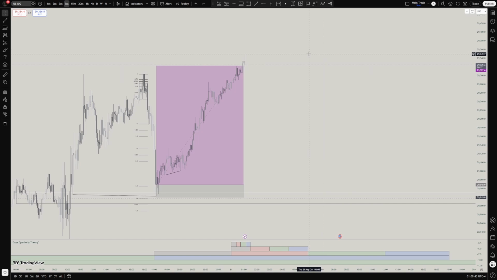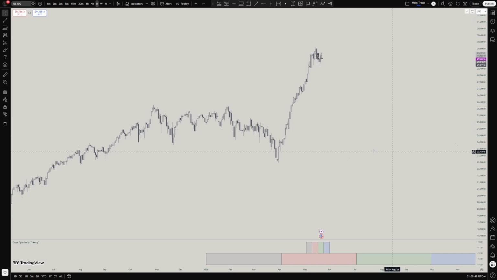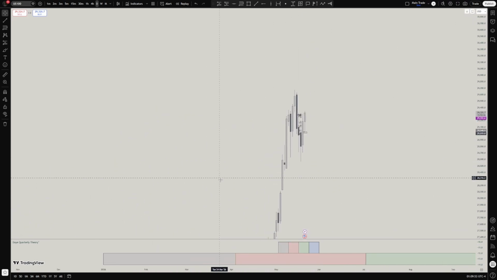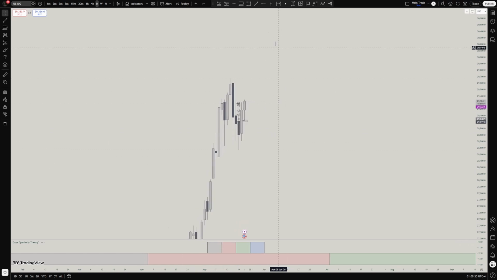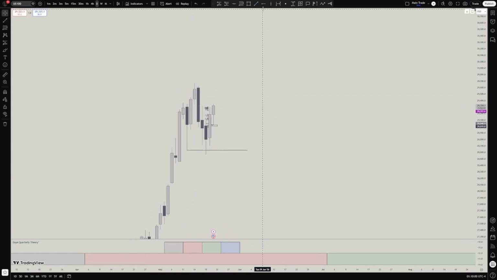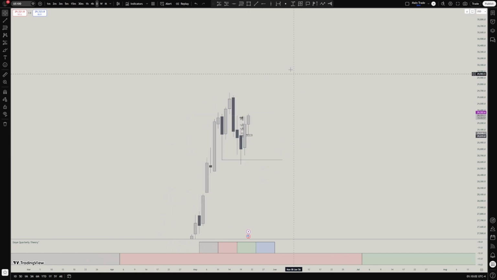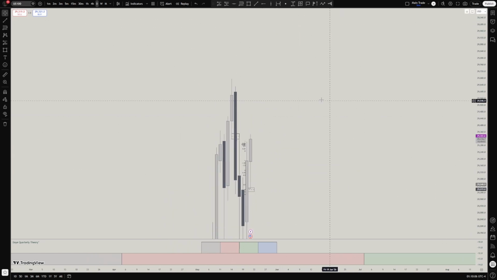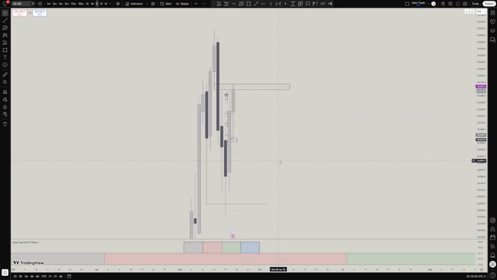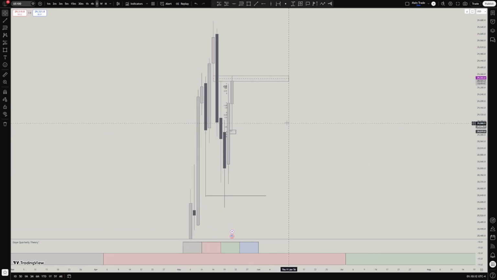Okay, so first let's start off on the daily time frame. So on the daily time frame, I saw that we had swept out this low, and we also have a daily fair value gap here. And as you know, external liquidity to internal liquidity, or internal liquidity to external liquidity.